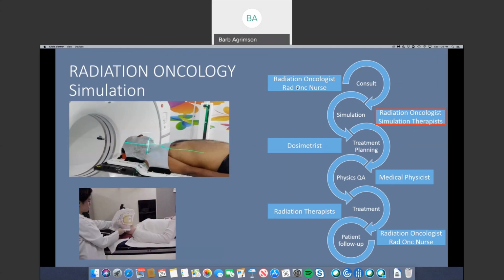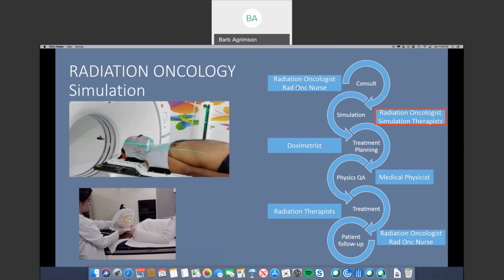Once the consent is signed, the patient will then return for a simulation appointment. The patient is positioned in a stable, reproducible position on the treatment table in the sim room. Positioning devices are fabricated and well documented so that when the patient returns for treatment, the position they're in can be accurately reproduced on a daily basis for their treatment.